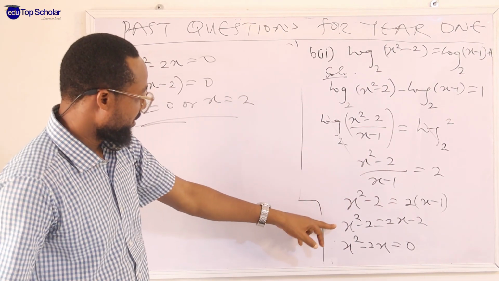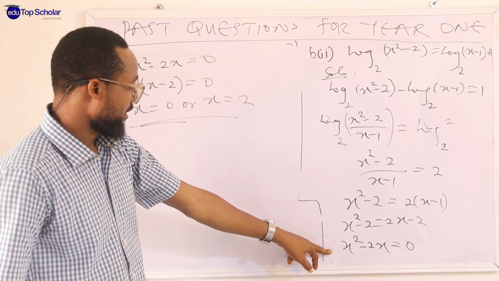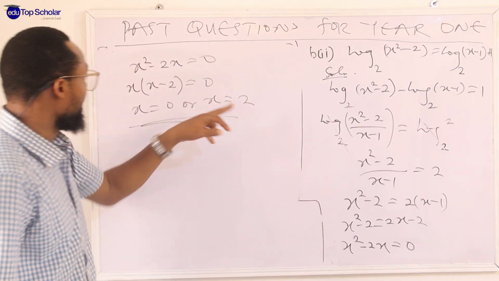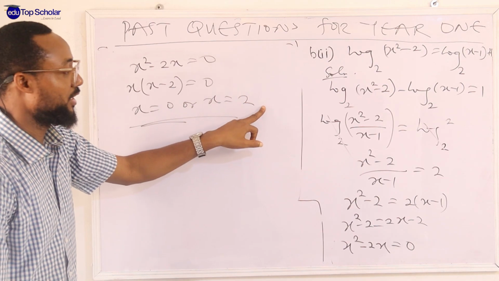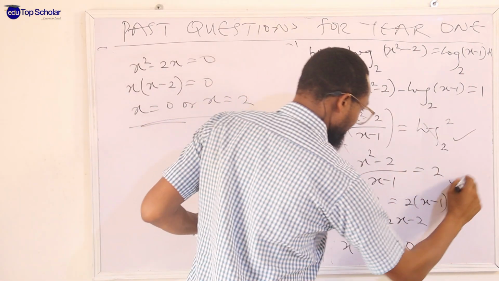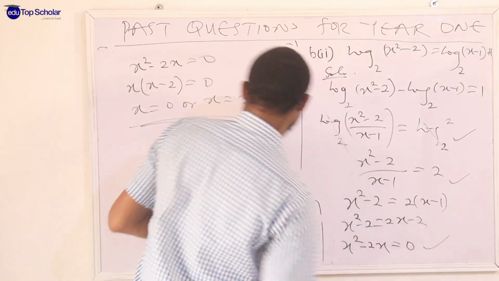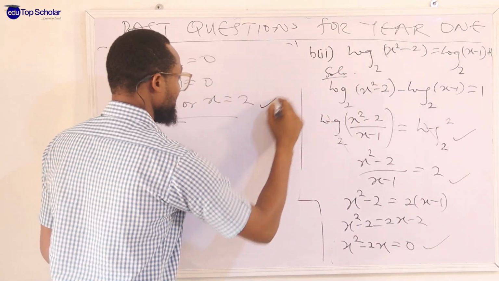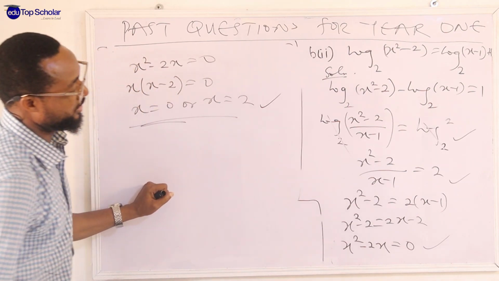Now, we have this. And if you are able to factorize this one successfully and you have the answer, that's another step that you have taken. So you get a mark for this. You get for this. You get for this. And for factorizing and getting your answer, you get for this.